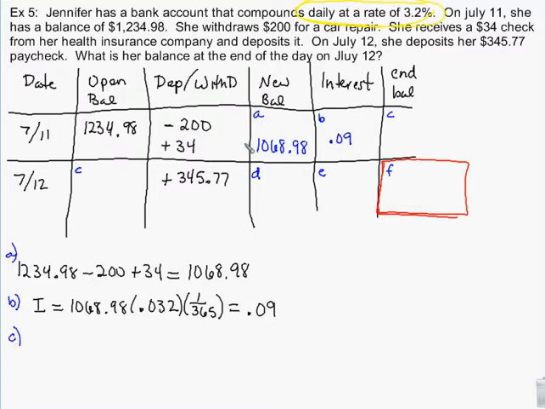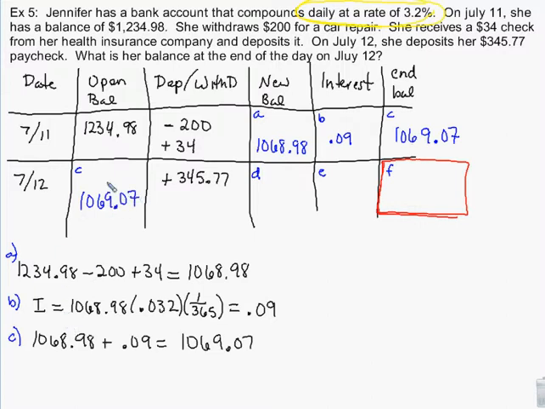And then for C, I add the interest that she earned to the amount of money that was in her account. And she now has 1069.07 at the end of the day on the 11th. Well, if that's what she had at the end of the day on the 11th, that's what she has at the beginning of the day on the 12th. And then she gets a paycheck which she deposits. So for D, we need to add in that paycheck. So I add the 345.77. She has 1414.84.